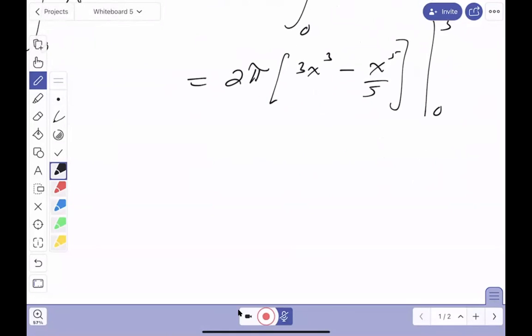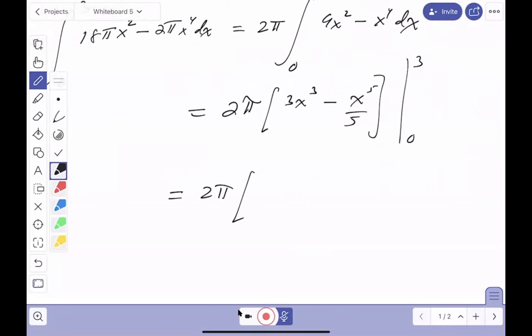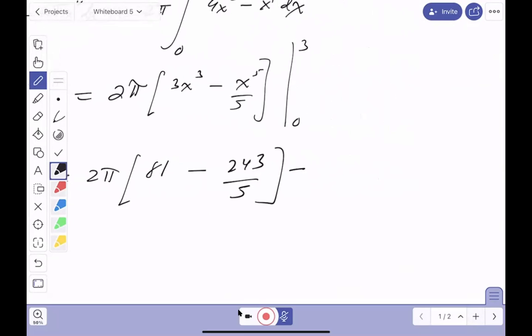I'll see if I can do it. 2 pi. I got to put the 3 in, right? So it's going to be 3 times 3 cubed. And 3 cubed is 27. 3 times 27 is 81. Oh, 3 to the 5th power. Let's see. 243. Boy, that's nasty. Minus, let's do the lower limit.